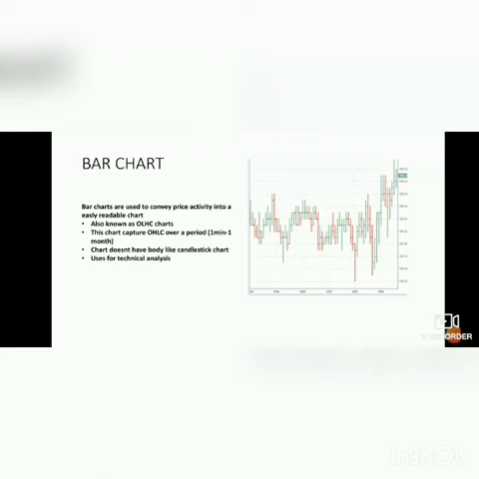These charts are also known as OHLC charts, which is open, high, low, close charts. This chart captures OHLC over a period. It can be 1 minute to 1 month according to the analyzing team. So the next point is that the chart doesn't have a body like the candlestick chart.